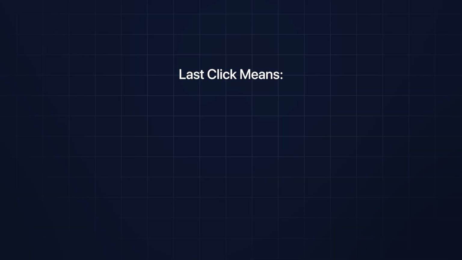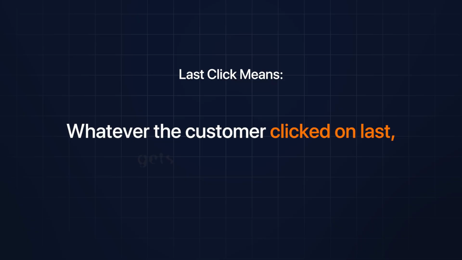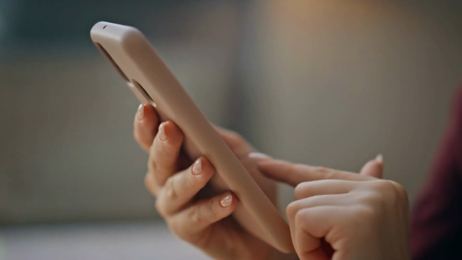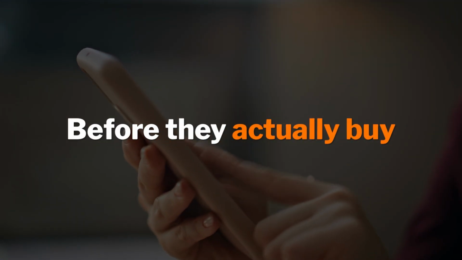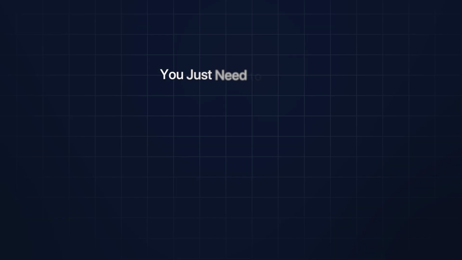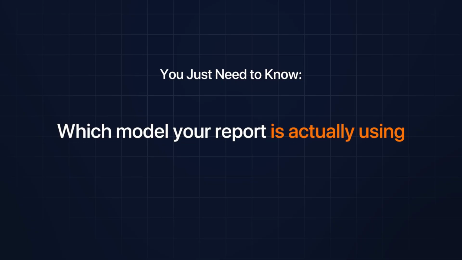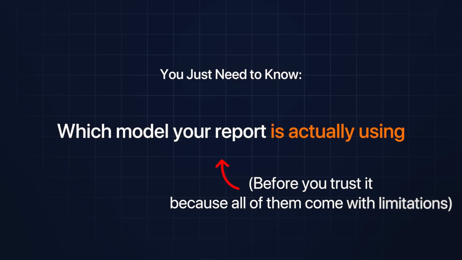And real quick on general attribution, because you'll hear this term a lot. Last click just means whatever the customer clicked on last gets credit for the sale. But real customers usually touch your business 5, 6, 7, 20 times before they actually buy. And last click just hands 100% of the credit directly to the place that the customer clicked last. You don't have to become a full expert in attribution. You just need to know which model your report is actually using before you trust it, because all of them come with limitations. I've got a whole other video on this. If you want to go deeper, just check out under here on the channel.